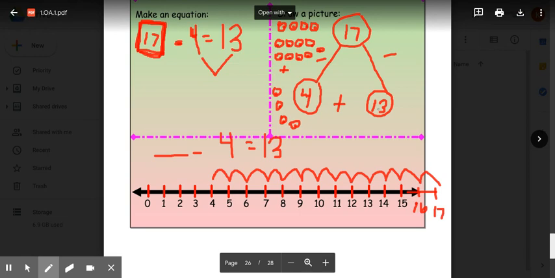and 13. So I'm going to start at 4, and I'm going to jump forward 13 spaces because, again, we're adding them together. 4, 1, 2, 3, 4, 5, 6, 7, 8, 9, 10, 11, 12, 13. And I land on 17.